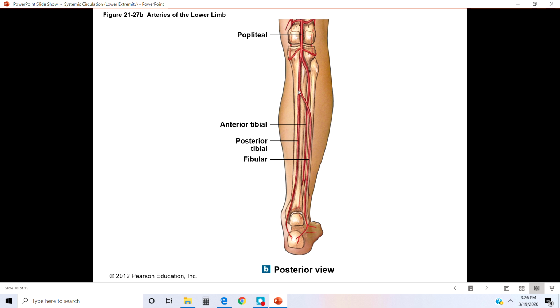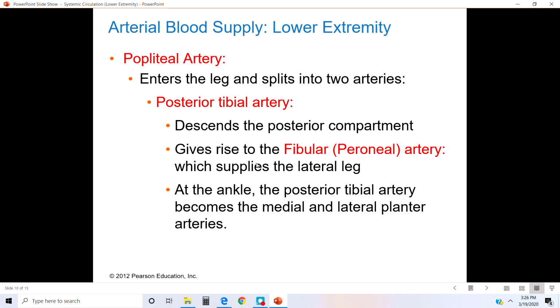But there is a branch off the posterior tibial that goes into the lateral compartment out over here. If you remember, this is where fibularis longus and fibularis brevis muscles were. Well, this blood vessel goes over and supplies them. So guess what we call it, since it's going by the fibula? This is the fibular artery.